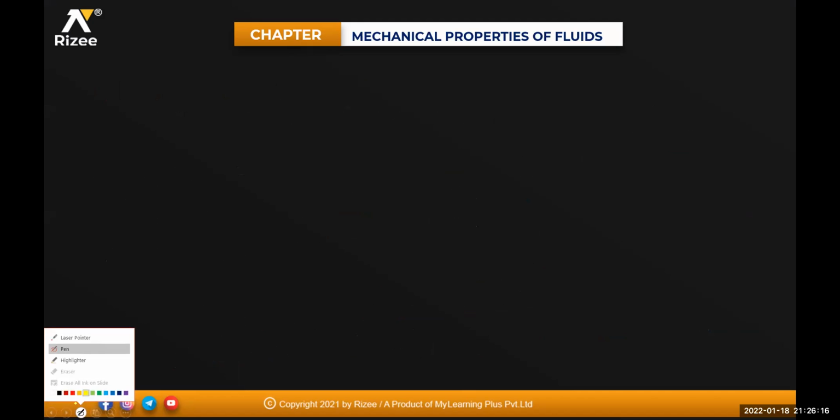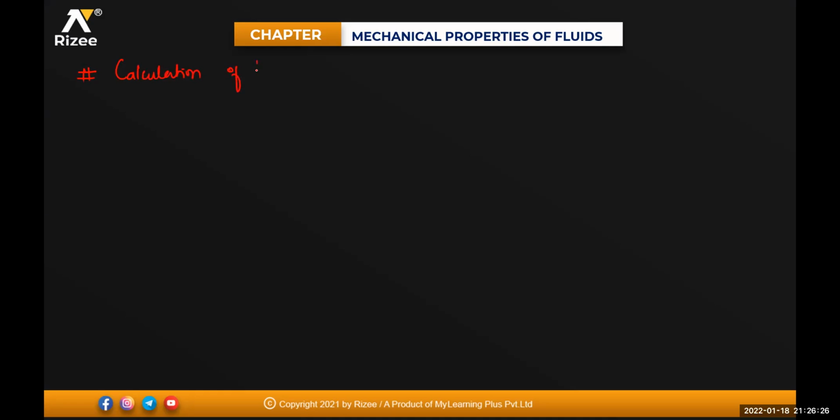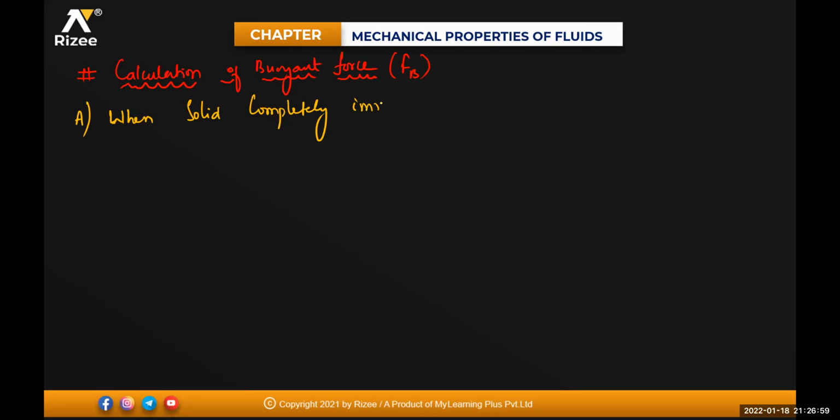Next heading and important. How to calculate the buoyancy? Calculation of buoyant force. We're talking about the calculation of buoyant force, that is FB. How do you calculate the buoyant force? First case is number A. When solid is completely immersed. This is the case. Try to understand the case.